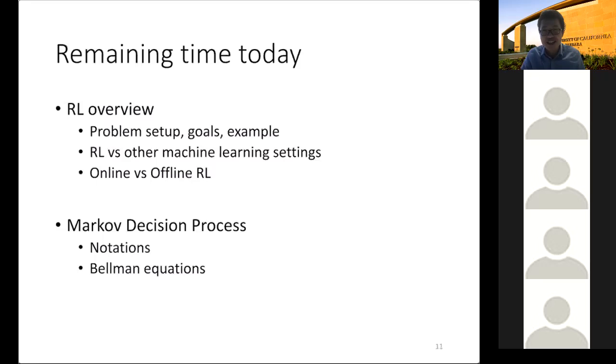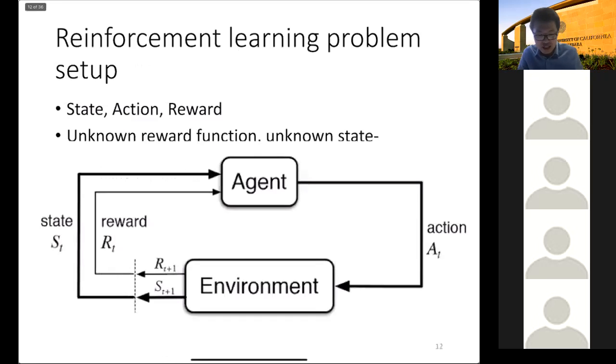I'll focus on setting up the problem for you guys to understand the notations, and then hopefully I'll have time to finish one or two proofs of some non-trivial, interesting facts about Markov decision processes. Okay, let's get started.